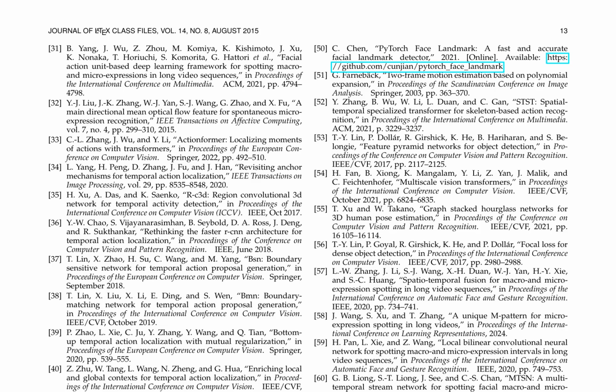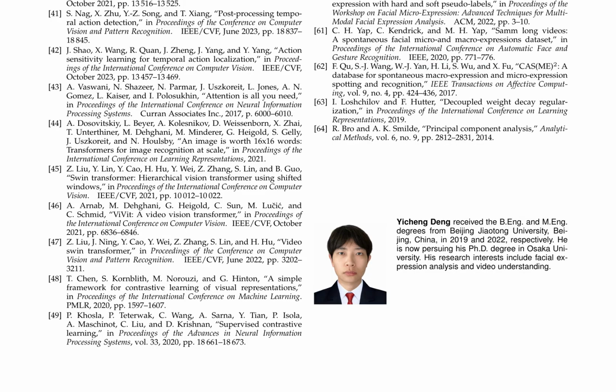The authors present a comprehensive review of existing literature on facial action unit-based deep learning frameworks for spotting macro and micro expressions in long video sequences. They discuss various approaches, including attention mechanisms, transformers, and contrastive learning, highlighting the importance of post-processing techniques for temporal action detection. The literature review covers topics such as facial landmark detection, motion estimation, and action recognition, including the use of spatial temporal specialized transformers for skeleton-based action recognition and feature pyramid networks for object detection.